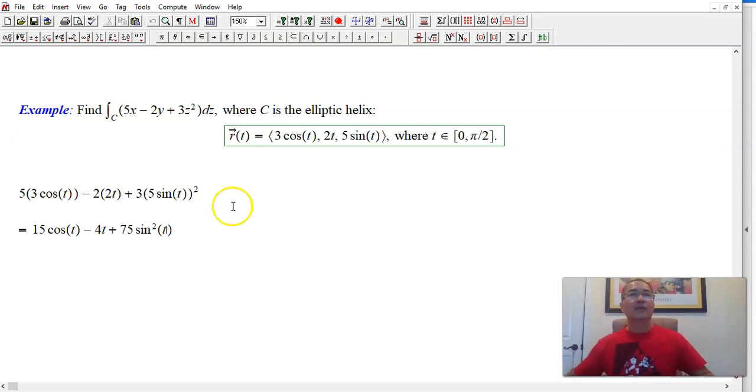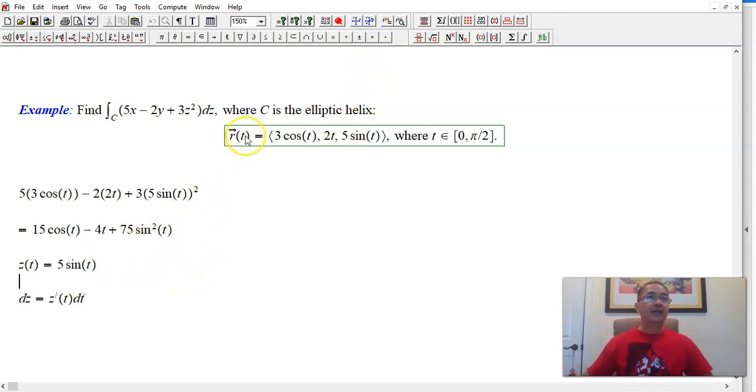There's more. We still have to find our dz. Okay, so remember that dz means z prime of t dt. But wait a minute. Who is z? It's this one. Okay, z of t is 5 sine of t.